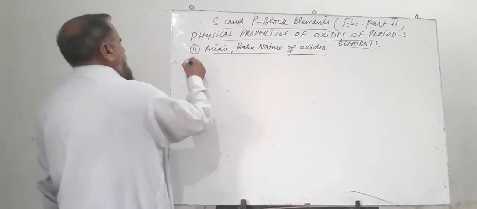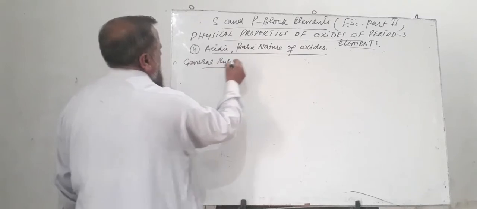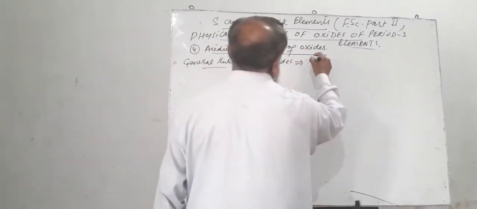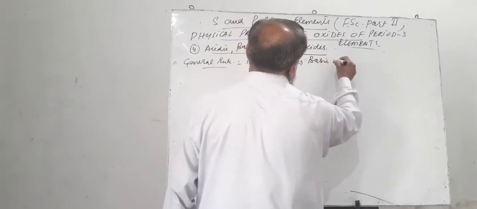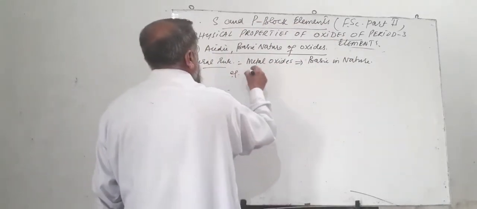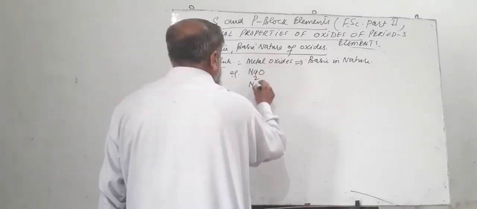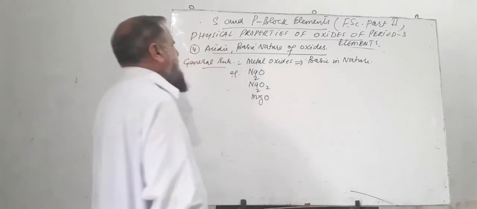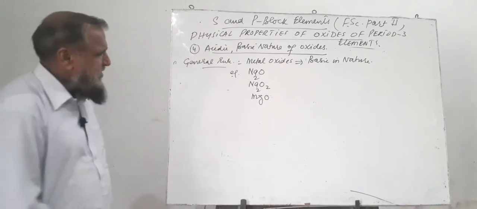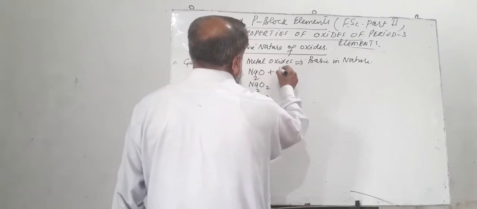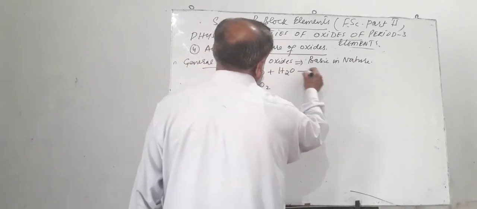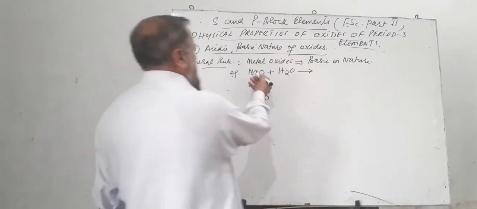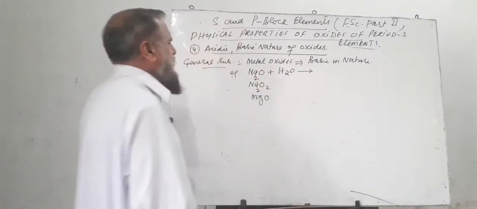It is a general rule that metal oxides are usually basic in nature. For example, sodium oxide, sodium peroxide and magnesium oxide are basic in nature. They dissolve in water and produce strong alkalis, strong bases. Alkalis are the bases which readily dissolve in water. So when they are dissolved in water, they produce strong alkalis.